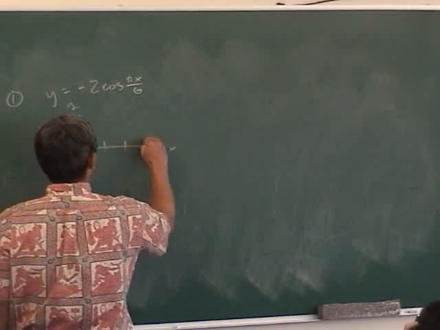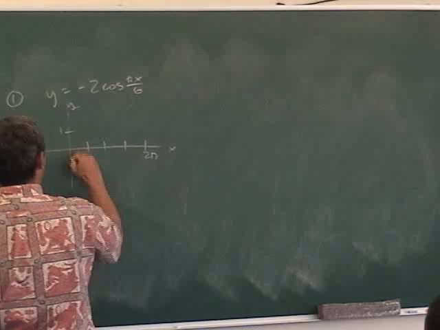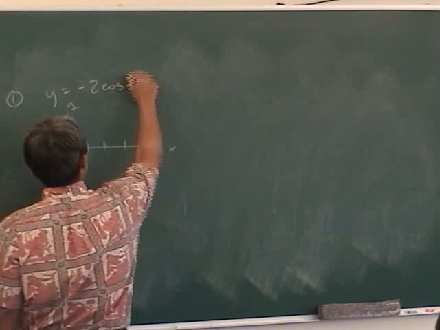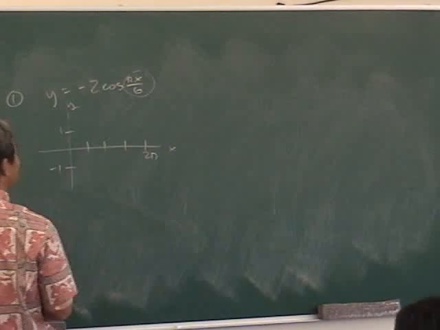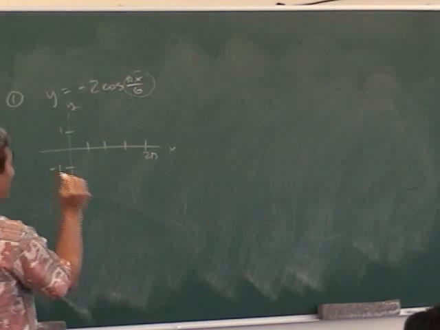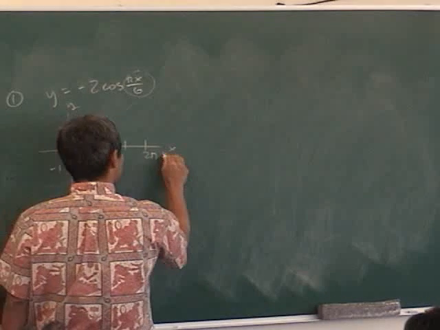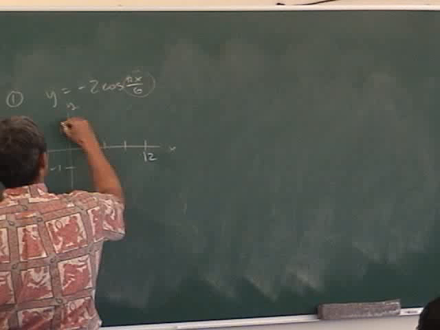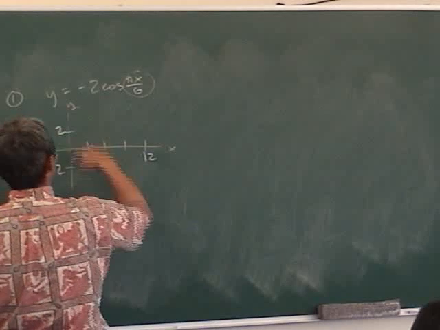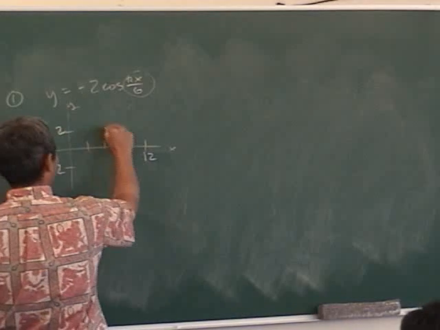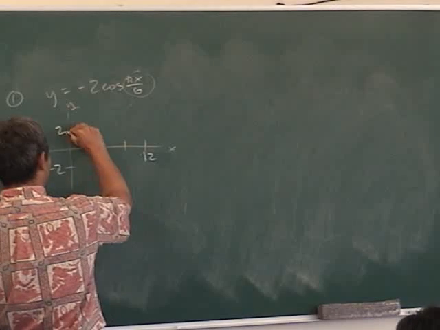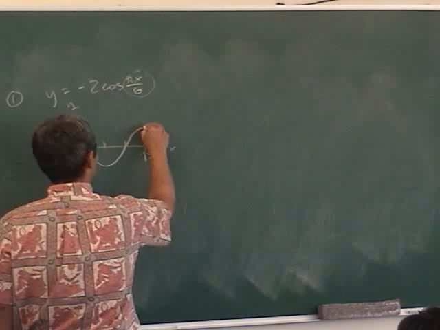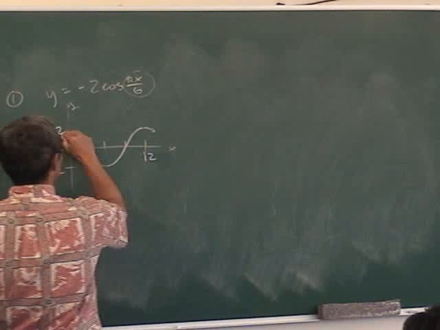1, 2, 3. 2 pi, 1, -1. What does this do to the graph? It multiplies the x's by 6 over pi. So if you multiply this by 6 over pi, this becomes 12. This multiplies the y's by 2, and then you got to reflect it over the x. So cosine looks like this, so now it's going to look like this. And keep on going forever.